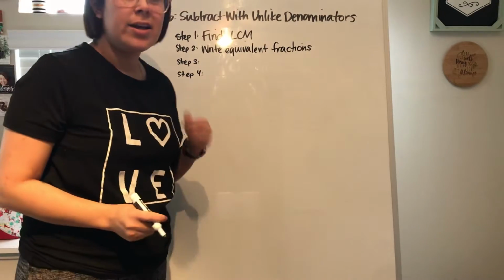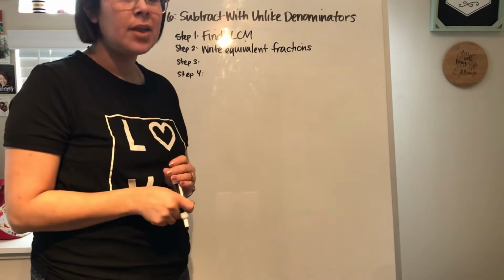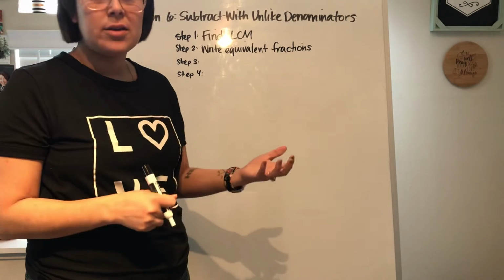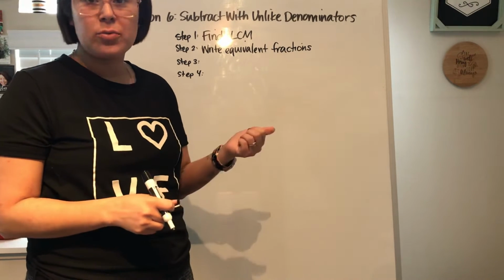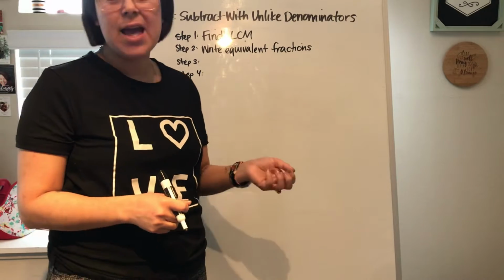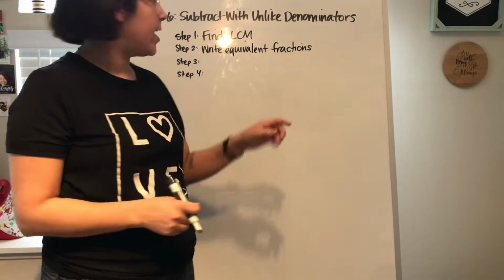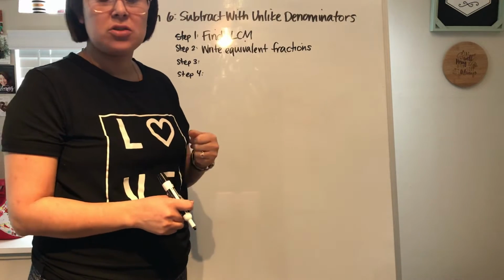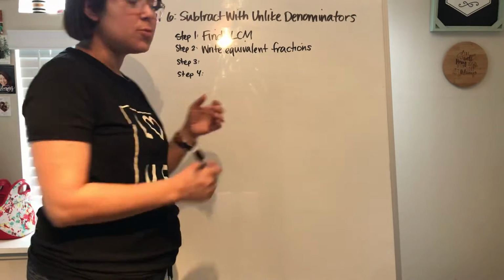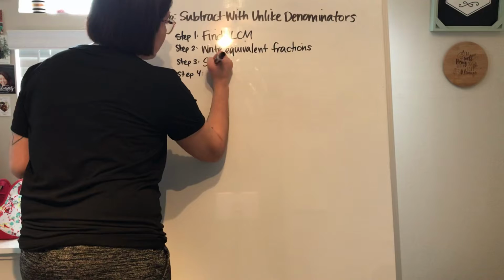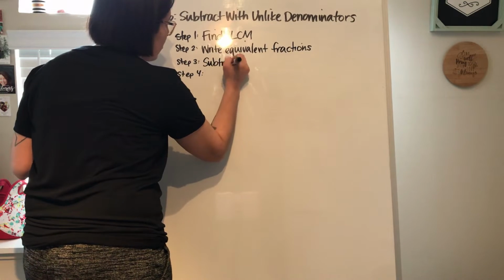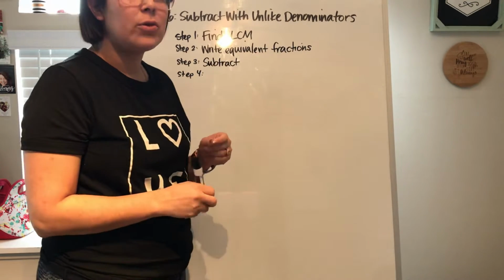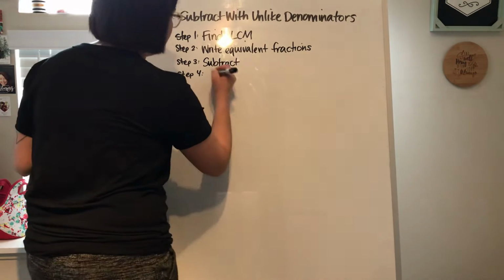And then step 3, subtract. Before we just added. These are the same exact steps as when we did add with unlike denominators. So we're just using the same steps. This time we're going to subtract. And then step 4, simplify if needed.